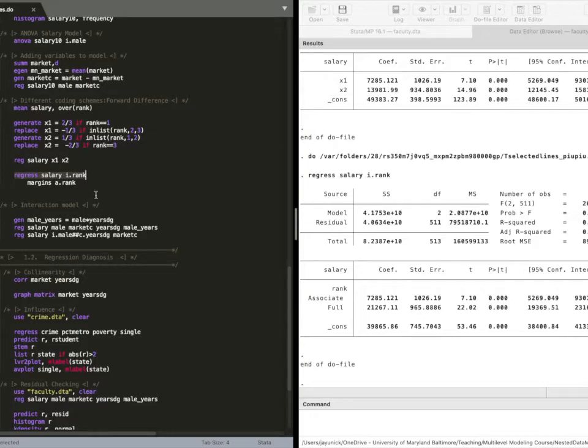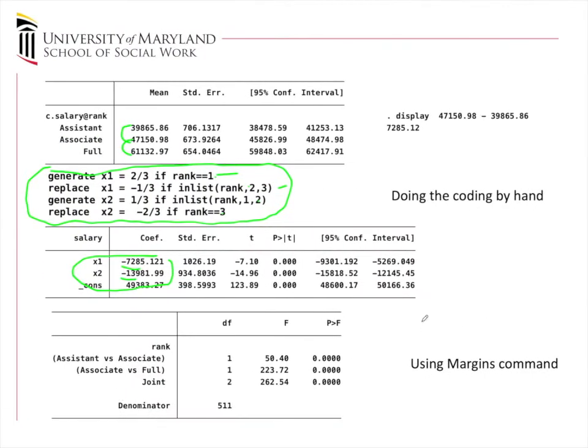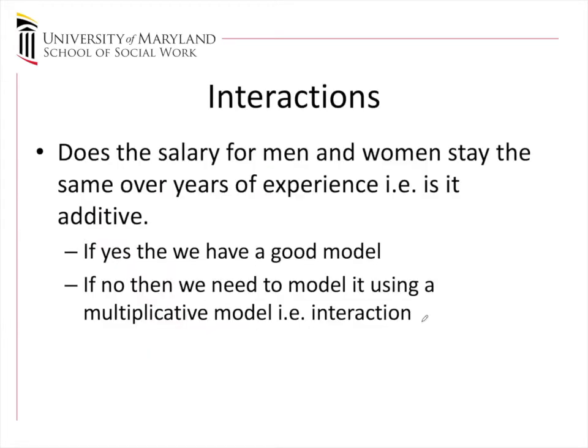And so to do that, I can use the margins command, which is a really helpful tool for understanding interactions and a whole bunch of things. And you'll notice that these values are the exact same values that I got when I did the coding manually. So you can use manual coding, you can use the margins command. It gets you to the same thing. I think the point here is that you should think about how you do your coding, because you sometimes want different things, and there are lots of different options. Don't be stuck with just the standard.